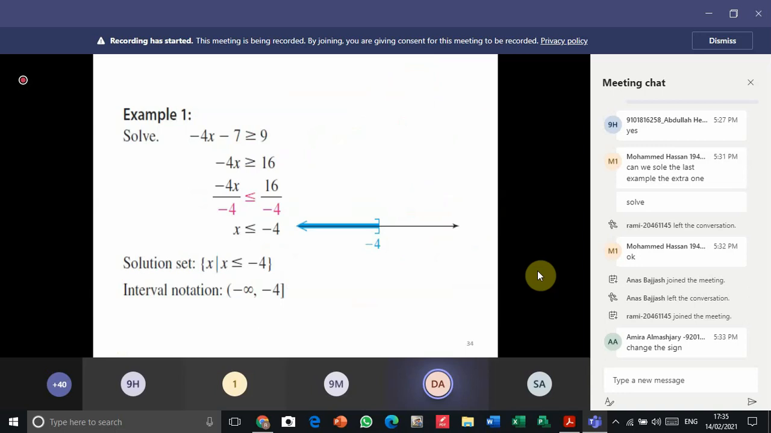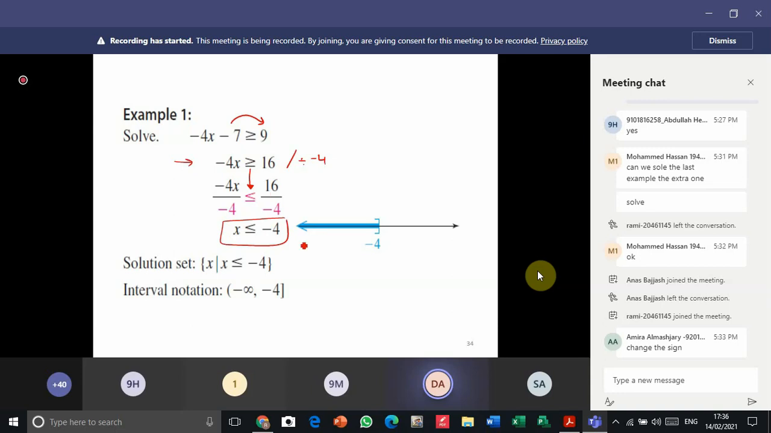Look at this inequality. First step, put the negative 4 or 7 on the other side. So we have positive 7, or plus 7. 9 plus 7, we have 16. Divide by negative 4. So look at this, we need to change the sign from greater than to less than or equal. So 16 over negative 4, we have x less than or equal to negative 4.